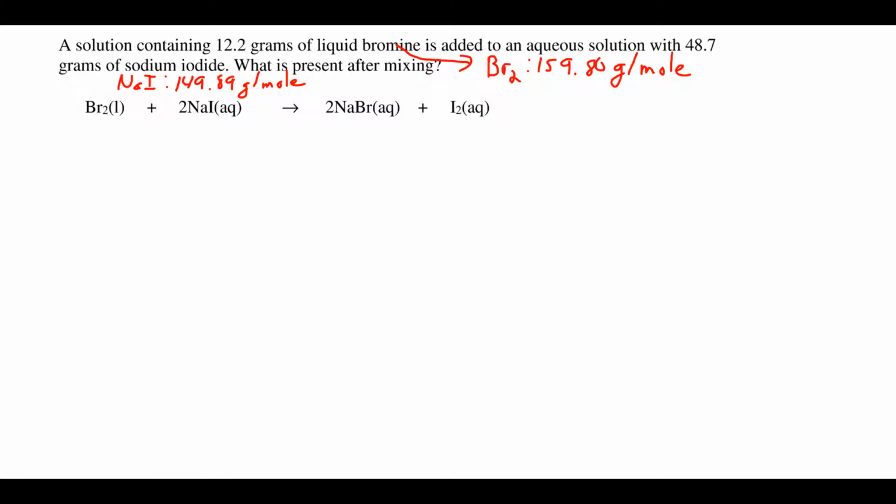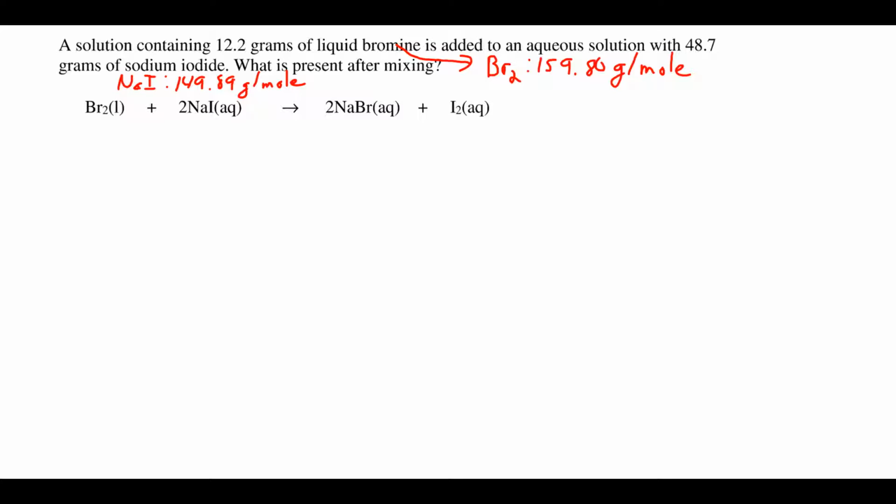This is a stoichiometry problem, and we're given amounts to calculate the number of moles of two different reagents. So this is a limiting reagent problem. We're given grams of bromine, which we remember in the elemental form is a diatomic, so we can calculate its formula weight.